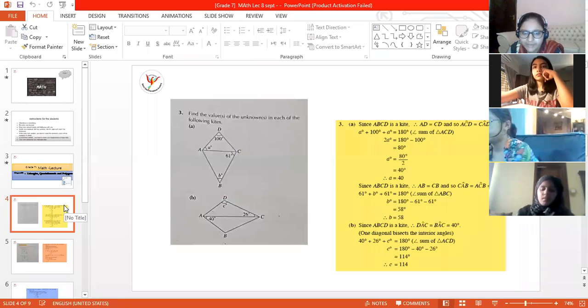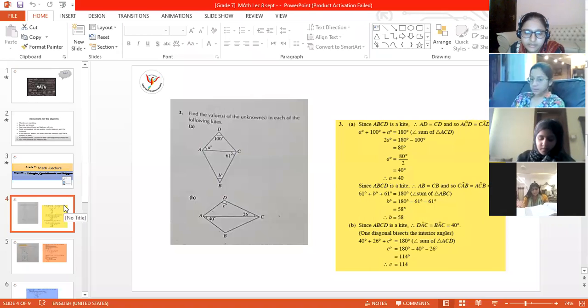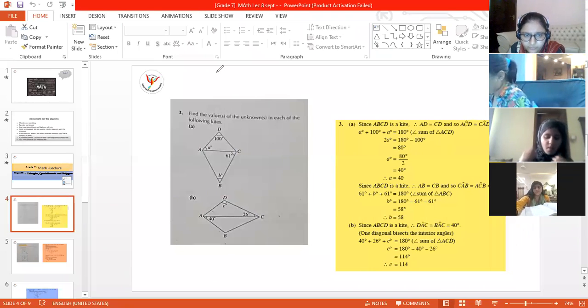I hope you will have a better idea about the kite as you have already studied the conditions and the properties of the quadrilateral. So let's start question number 3 in your books, page number 274. The question is, find the values of the unknowns in each of the following kites. As you know, the figure is a kite and the two adjacent sides are equal in a kite. This one and this one are equal, this one and this one are equal.